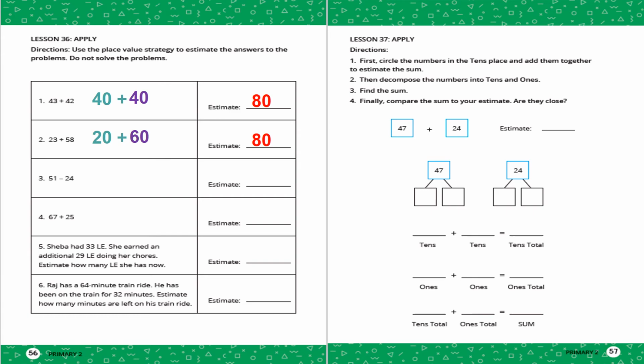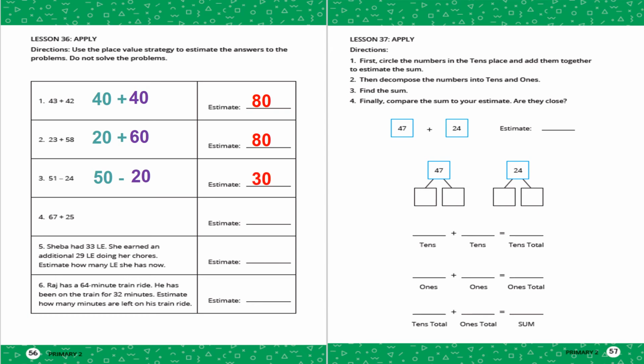51 minus 24. 51. Between what and what? Between 50 and 60. Ones is 1 less than 5. So 51, it will be 50. 24. Between what and what? Between 20 and 30. Ones is 4 less than 5. So 24, it will be 20. 50 minus 20, 30.